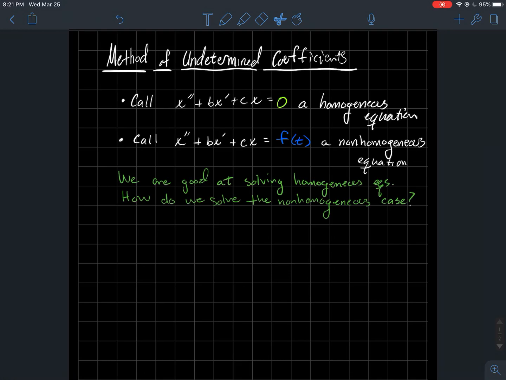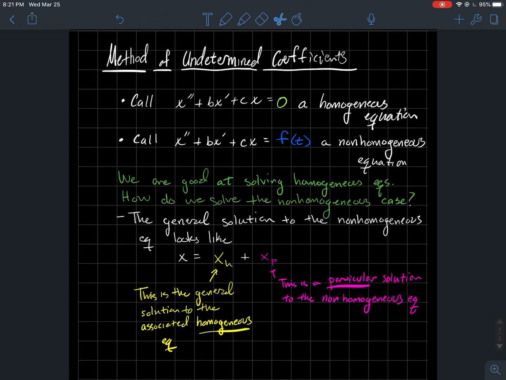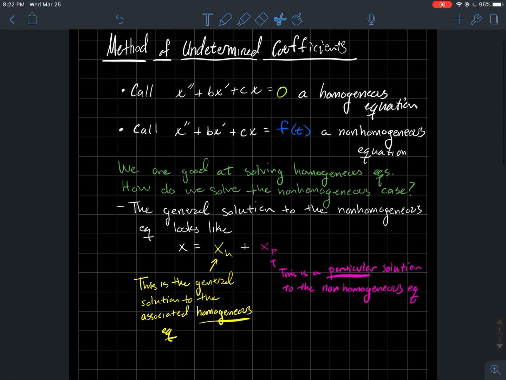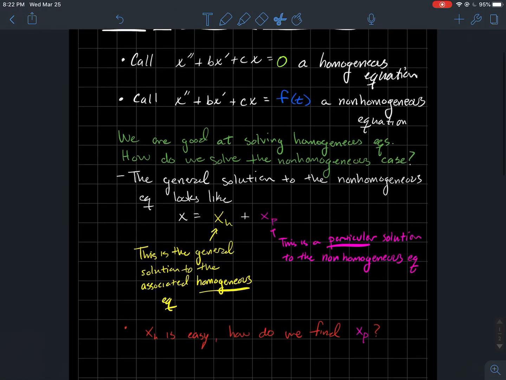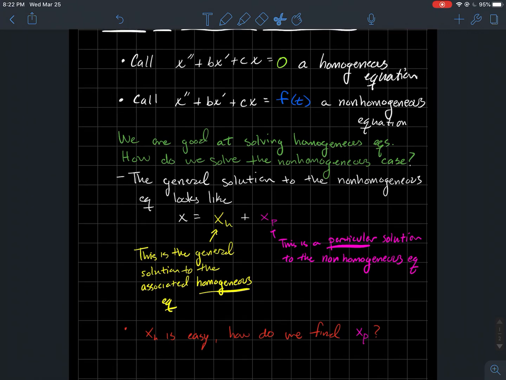And there are different ways to do it, but as the title of the section suggests, we're going to look at the method of undetermined coefficients in order to do that. So before I get more into that, the general solution to the non-homogeneous equation will look like the solution to the associated homogeneous one, so that's what I'm calling xh here in yellow, plus xp, which is a particular solution to the non-homogeneous equation. So again, we are pretty good at finding xh. The new part, or the hard part maybe, is how do we find xp? How do I find a particular solution to this non-homogeneous equation that I'm given here?